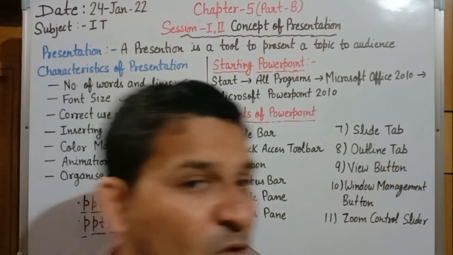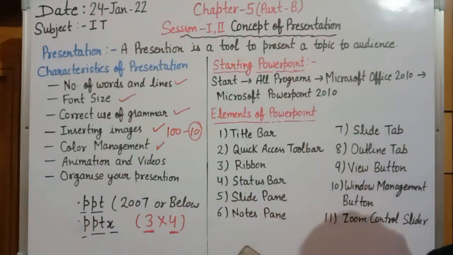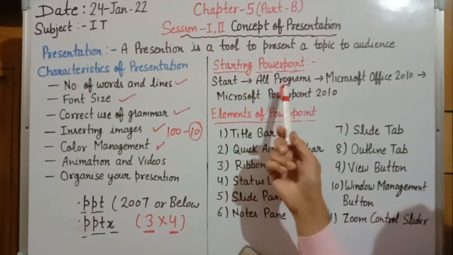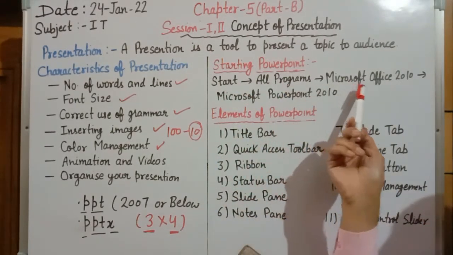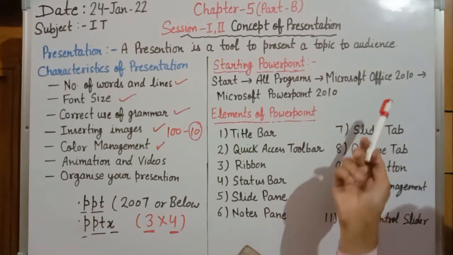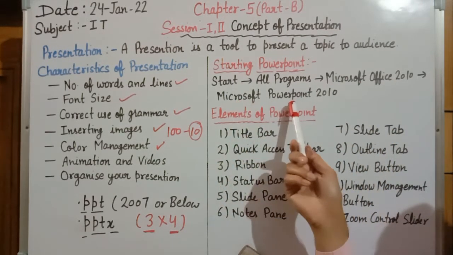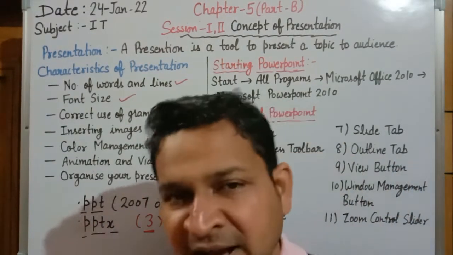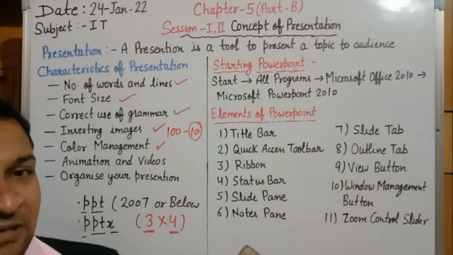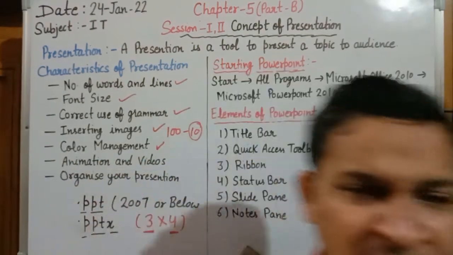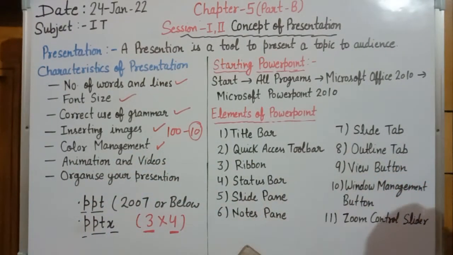Now afterward, how to open the PowerPoint presentation tool. From here we are going to start with session 2. To start the PowerPoint tool, we have to click on the start button. Then we will move to the all programs option. Then Microsoft Office 2010. In Office 2010, we will find the option Microsoft PowerPoint 2010. It can be 7 also, it can be 10 also, 13 also, 16 also. Different software versions are there. Here we are using 2010.